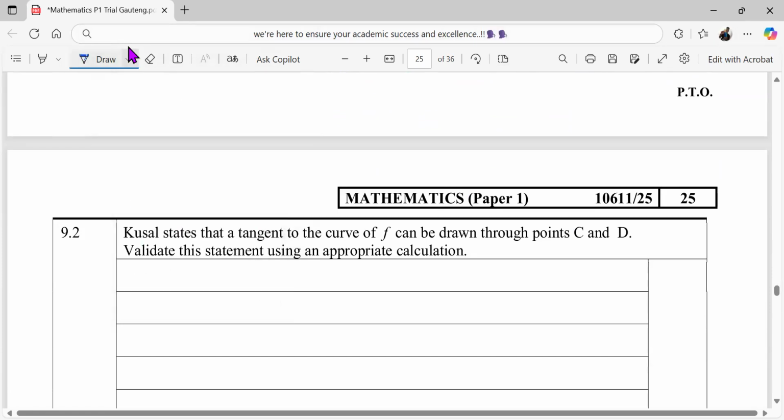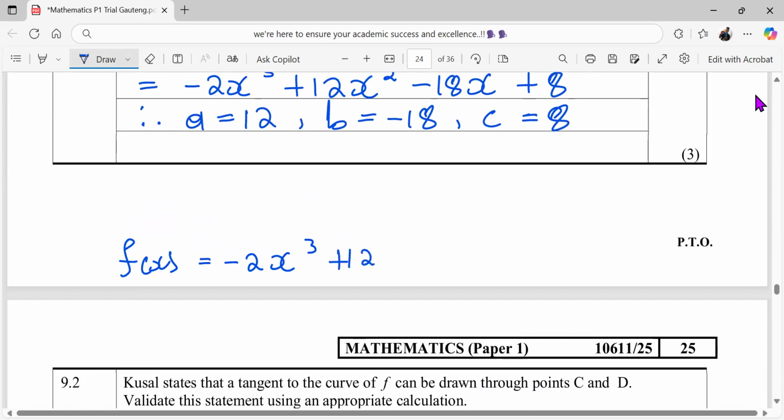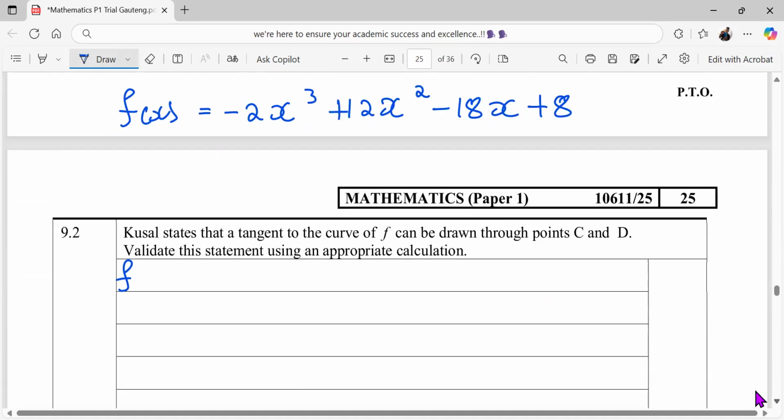Now, let's go ahead and find the derivative of the function. We know that the function itself, I'm just going to write the equation on top here. F of x is negative 2x cubed, plus 12x squared, and then we say minus 18x plus 8. That's the original function. Why do we need to differentiate this? That's because we are looking for the coordinates of the point C, which is a turning point. All right, so let's go.